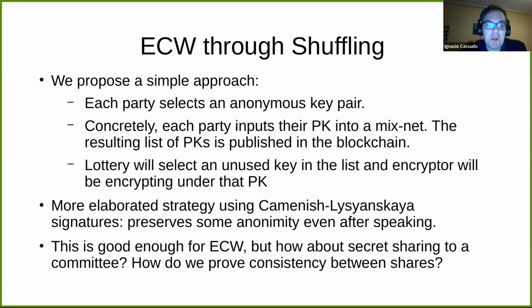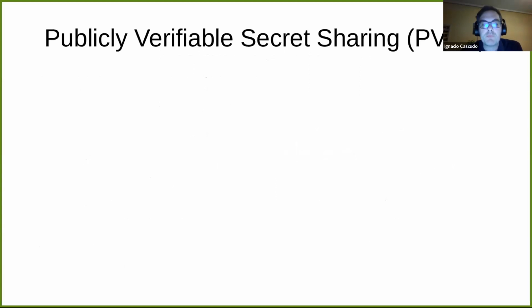We think this is a good approach for encryption to the current winner, but when it comes to secret sharing, we need to also guarantee other properties. Like when we are secret sharing some value into a committee, then we also need to prove that what we are doing is actually a consistent sharing of information. So basically, for example, if we are using Shamir, we would like to prove that the shares that we are sending are actually evaluations of the polynomial of the right degree.